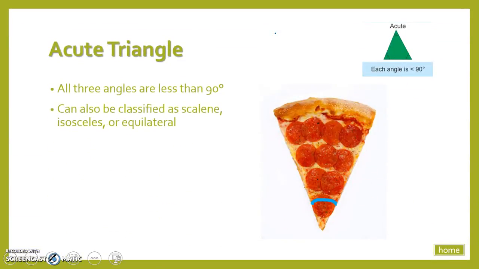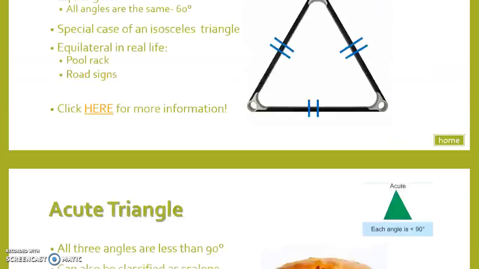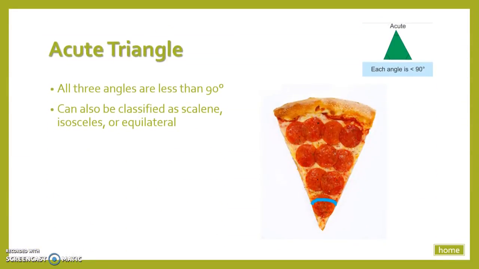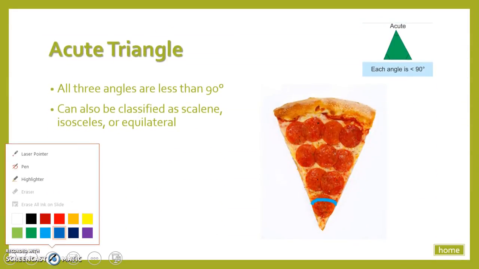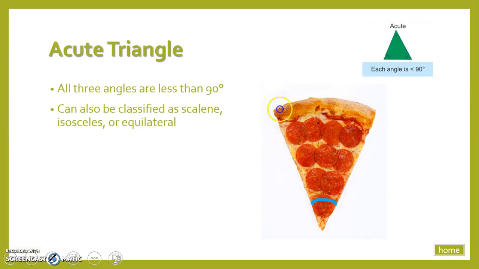The next triangles are the ones that are based off of their angle measures. So for an acute triangle, I think, oh, so cute, so little. Acute means that all three angles are less than 90 degrees. When we look at this one, I know the top's not perfect, but think of this line going right across here, making it a triangle.